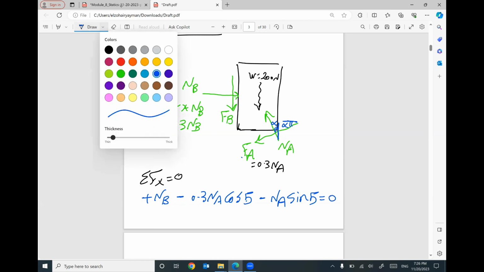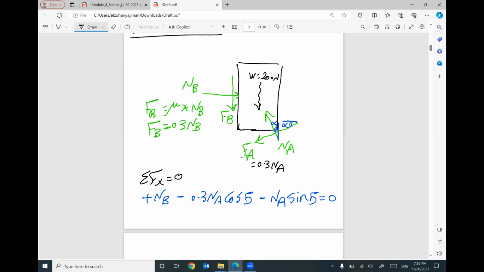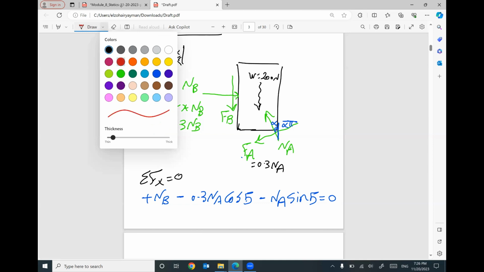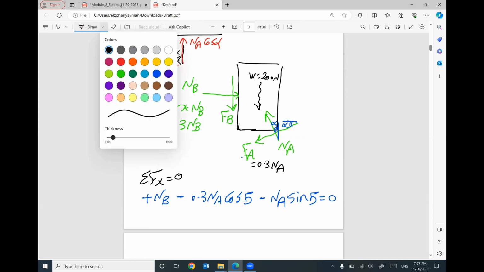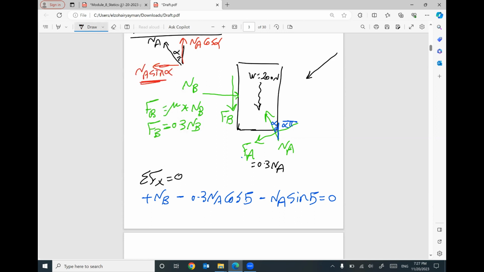Keep in your mind, if you'd like more clarification, I can tell you this is the direction of NA. This is the angle alpha. So NA will have two components, one like this and one like this. This one will be NA cosine alpha. This one will be NA sine alpha. The x component will be negative NA sine alpha, which is 5. Does that make sense?